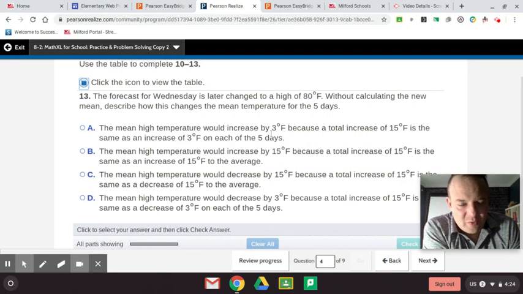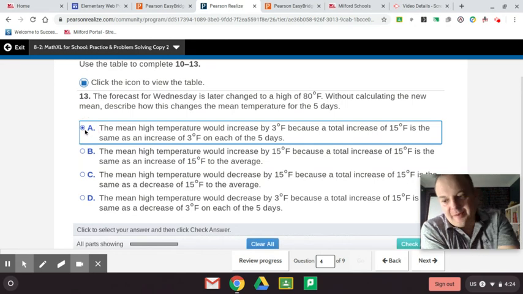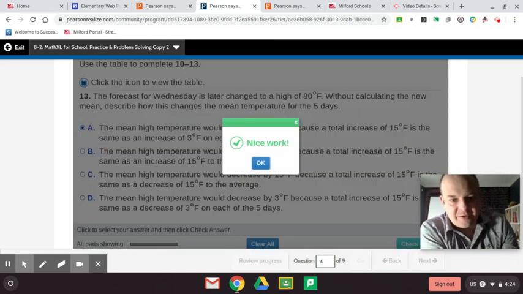The mean high temperature would increase by 3 degrees Fahrenheit because there are 5. 15 divided by 5 is 3. So it would go up. The mean would go up by 3. That makes sense now. Very complex.